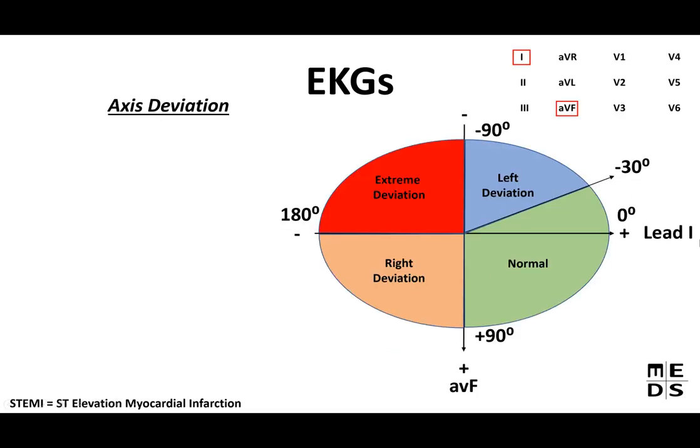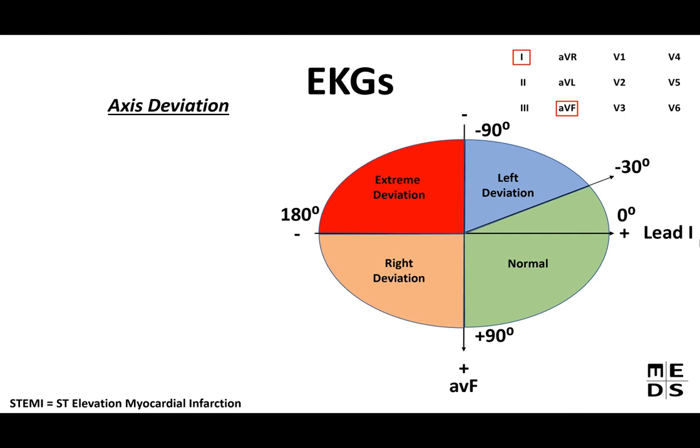Okay, so on to axis deviation. This question doesn't get asked all the time, but it's actually kind of good to have an idea of essentially how to determine axis deviation. Meaning if it's left-sided versus right-sided, it can give you clues if the heart is enlarged on one side or the other or both.